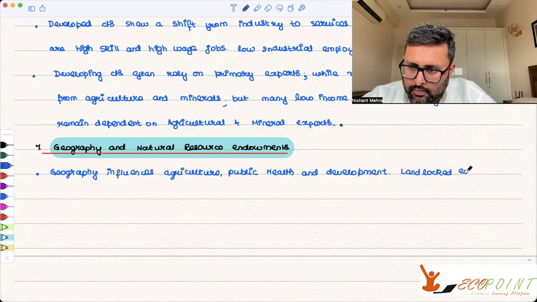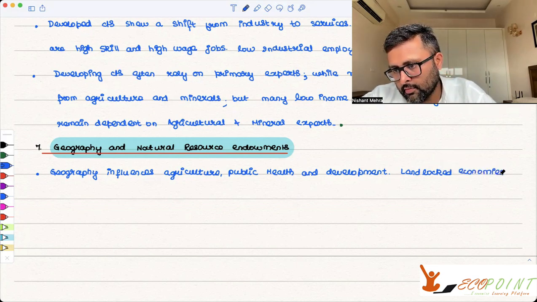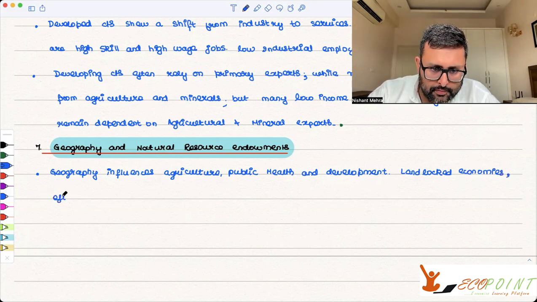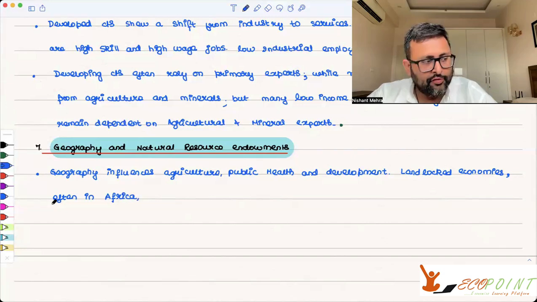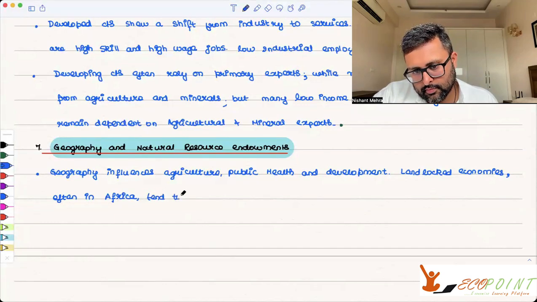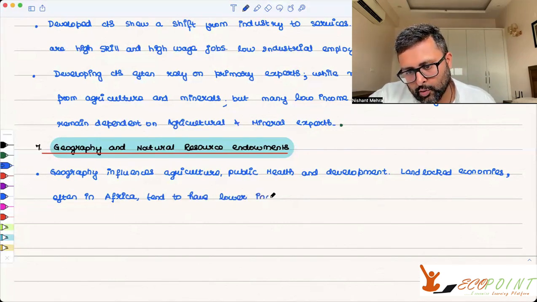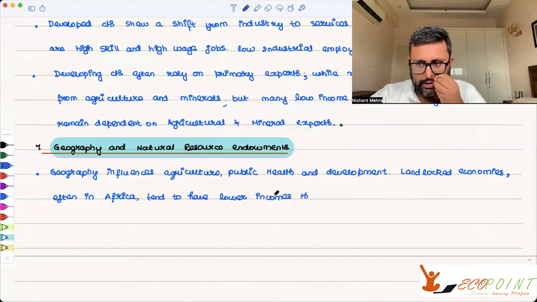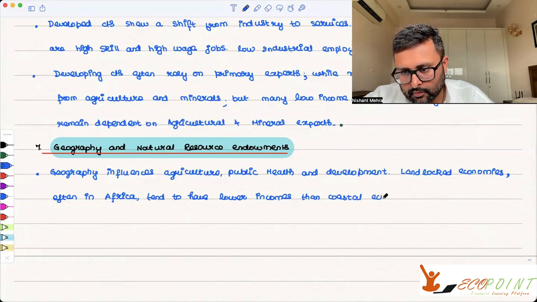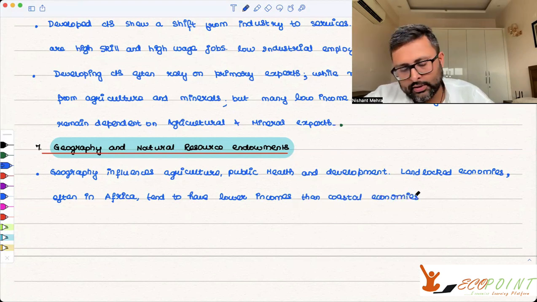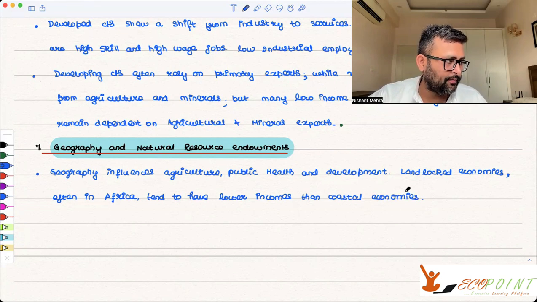landlocked economies, often in Africa, tend to have lower incomes than coastal economies, right?